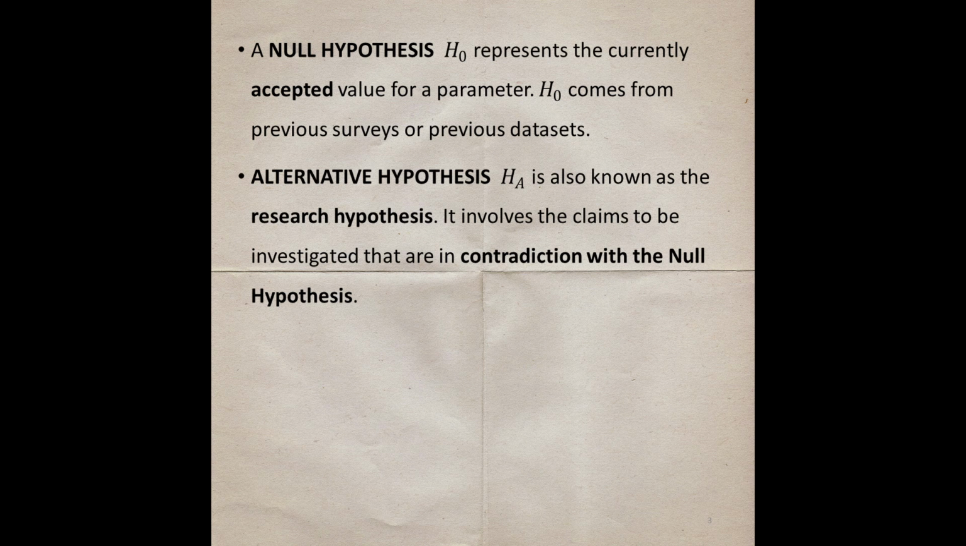A null hypothesis, H0, represents the currently accepted value for a parameter. H0 comes from previous surveys or previous data sets. Alternative hypothesis, HA, is also known as the research hypothesis. It involves the claims to be investigated that are in contradiction with the null hypothesis.